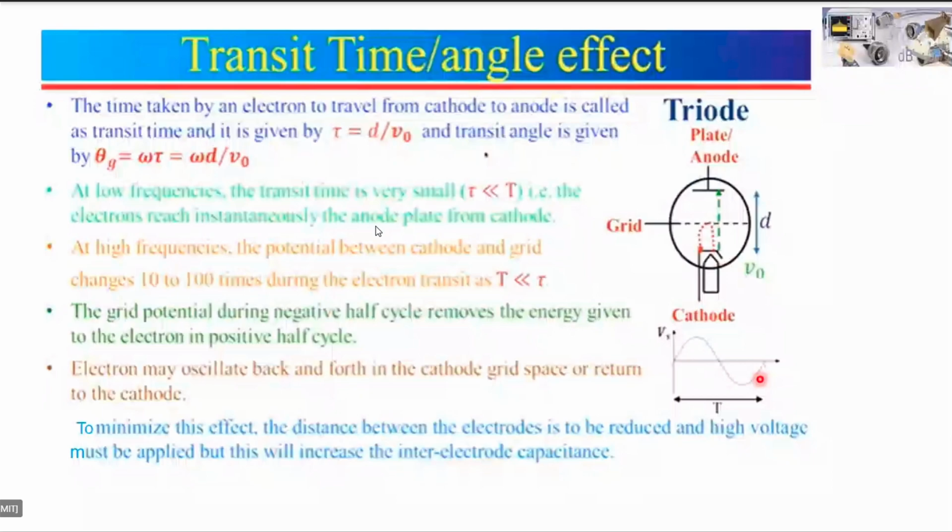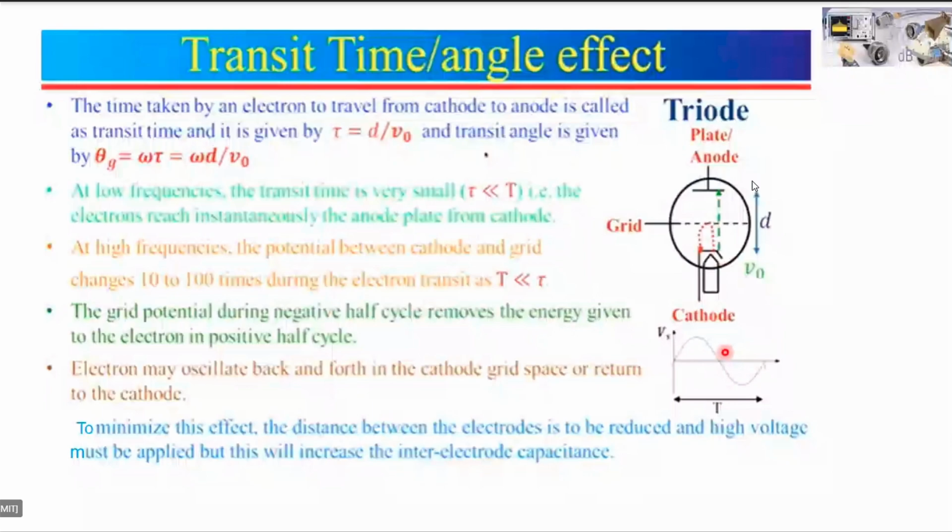Okay. So now let us see what happens if the input voltage of this device changes. What will happen? For the positive voltage, the electron will get potential energy to move from cathode to anode. But as the voltage changes from positive to negative, the electron will be attracted towards the cathode. So now let us see what happens if frequency changes.